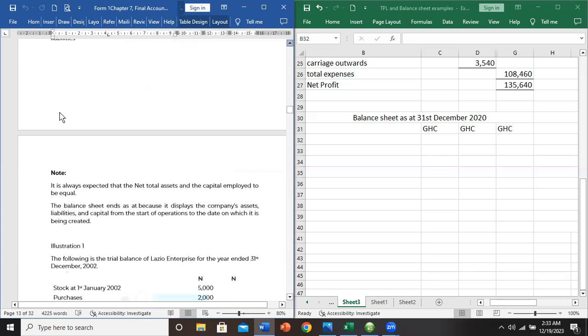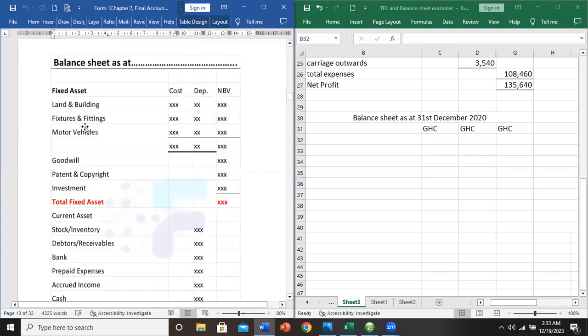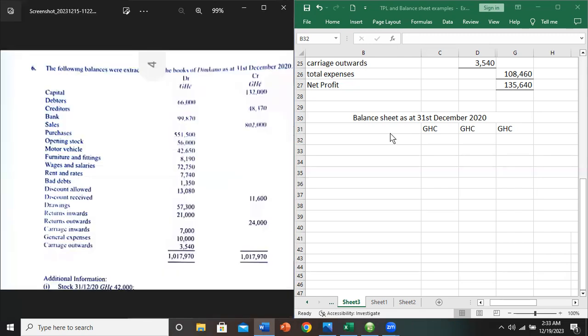After the title, the first thing is the fixed assets. So for this question, we'll go and pick our fixed assets. Okay. So this one you try for me.